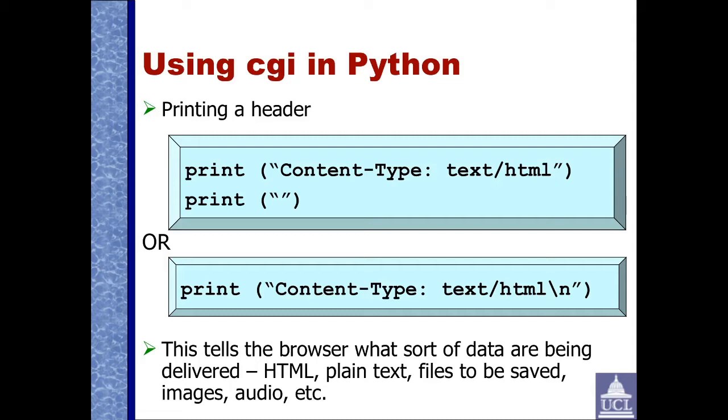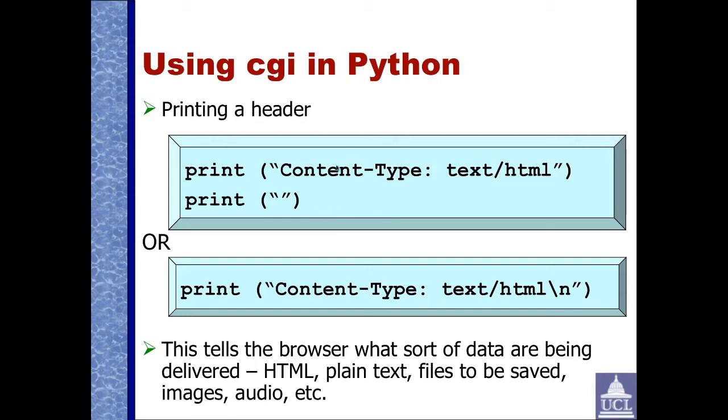Now the first thing that we need when we send a page back to a web browser is to tell the web browser what the data are that are going to follow. And normally this will be an HTML web page. We need to tell it that by giving it a header line that specifies the content type. So for HTML, this is text/html. So we simply say print Content-Type: text/html, and that needs to be followed by a blank line.